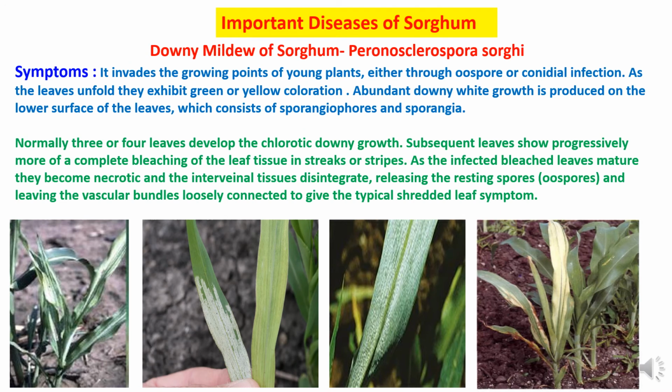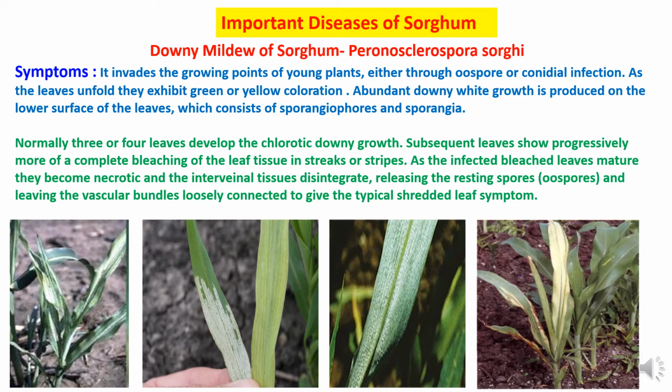Now, to study the important diseases of sorghum crop. First one is downy mildew of sorghum, which is caused by the fungus Peronosclerospora sorghi. The symptoms: the fungus causes systemic downy mildew of sorghum and it invades the growing points of young plants either through oospore or conidial infection.